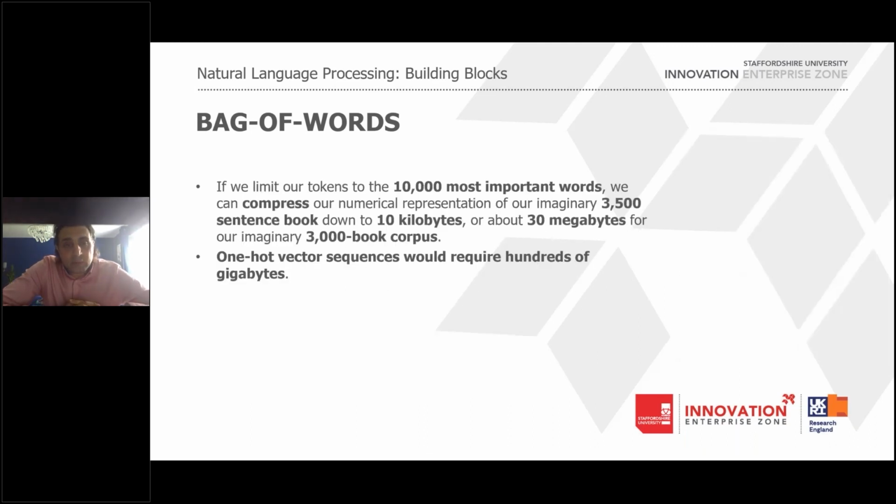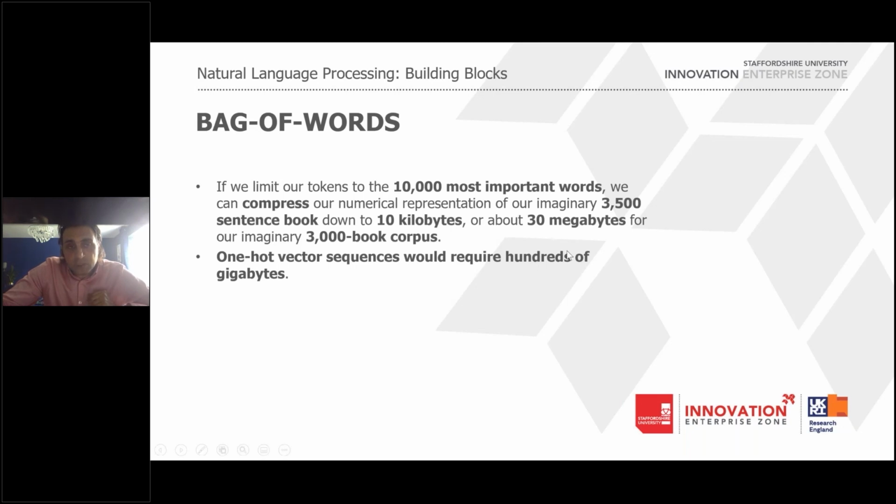If we limit our tokens to, for example, 10,000, so our vocabulary includes the 10,000 most important words for a particular application, we can compress our numerical representation for the example we had before, the 3,500 sentence book, down to 10 kilobytes instead of the 10 terabytes we have been seeing before, or about 30 megabytes for our 3,000 book corpus. A one hot vector sequence would require hundreds of gigabytes. Now, as you can see, this is much more compressed.